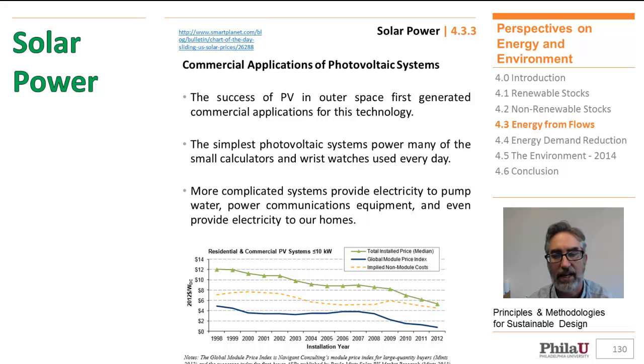If you look at the dark blue line, the global module price index for solar keeps dropping from what it was in 1998, about $5 per watt installed. We're down to almost $1 to $2 per watt installed. So what we're seeing here is an increase in demand and a decrease in the cost of the actual technology, which creates an explosion.